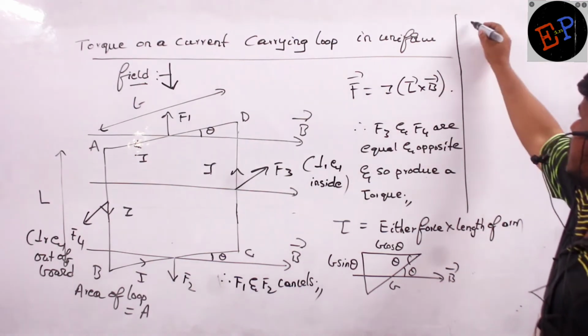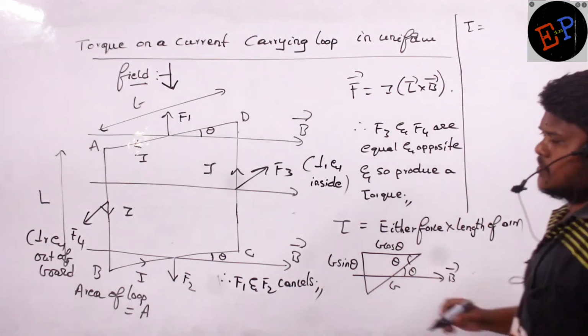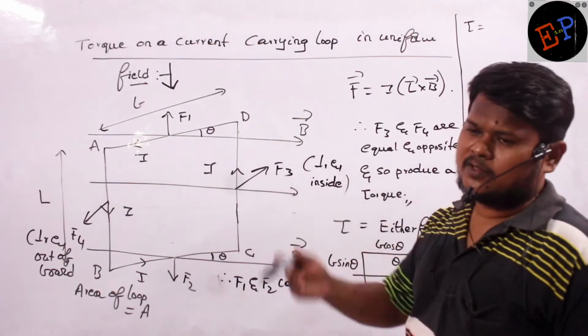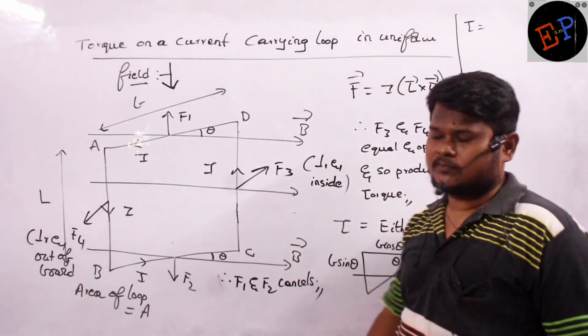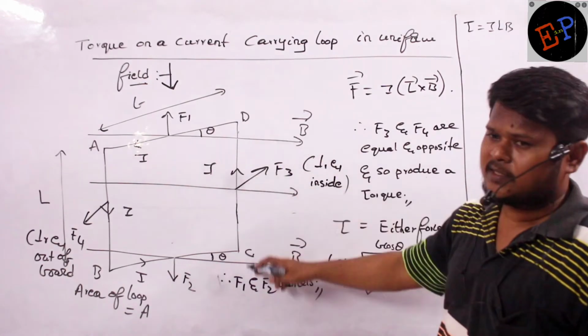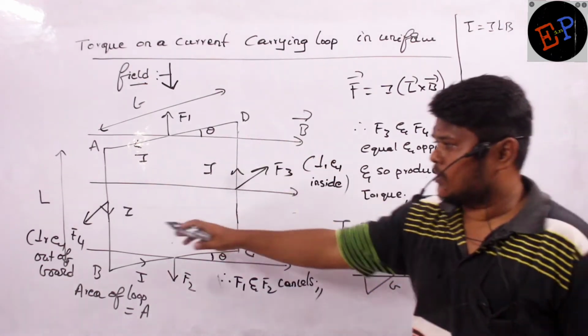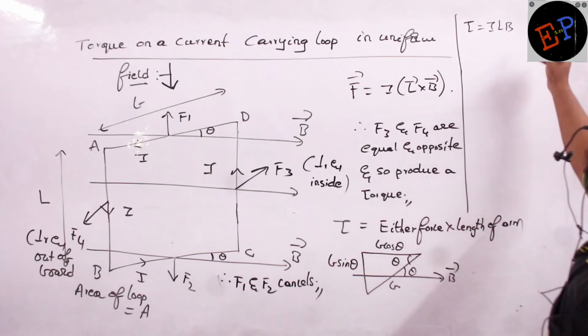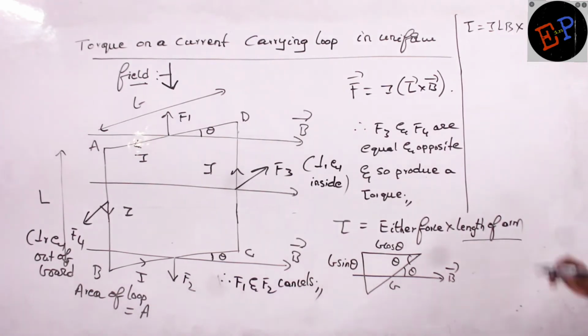Torque is equal to force times the perpendicular distance. On each conductor, F is equal to ILB will be the force. So write down ILB. And what is the length of this conductor? Length is L only, I have taken L only. So ILB multiplied by, and what is the length of the arm?